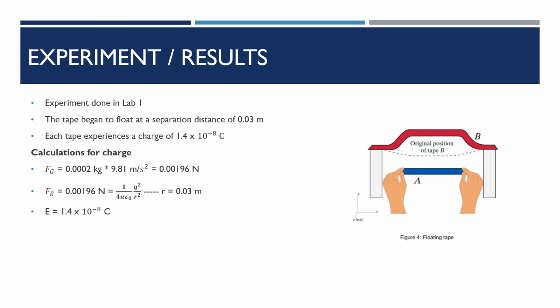The calculations for the charge: we had the gravitational force, which we just took the mass of the tape times the gravitational constant, 9.81 meters per second squared, and we found that force in newtons. Then we took that and set it equal to Coulomb's law, which is 1 over 4 pi epsilon naught, q squared over r squared, with r being 0.03, and then eventually we found that the charge on each piece of tape is 1.4 times 10 to the negative 8 coulombs.